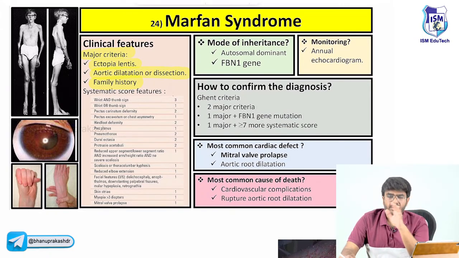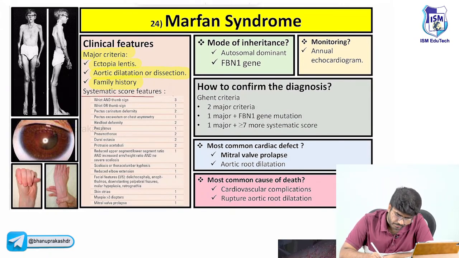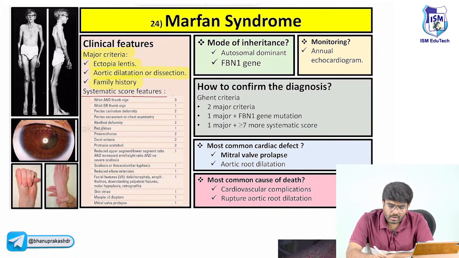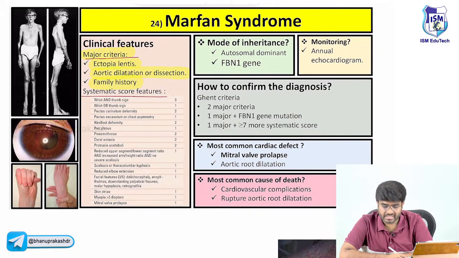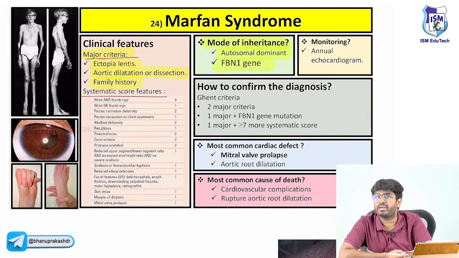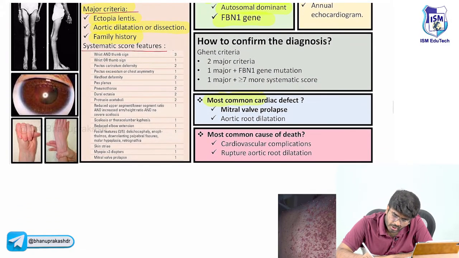The remaining ones are the minor criteria, which are considered as the systemic score. We give one point for each. No need to go into that much detail. Only for your exam, just remember the major criteria: ectopia lentis, aortic dissection, and family history. Now, you should know other important points. What is the mode of inheritance of Marfan syndrome? Mode of inheritance is autosomal dominant. Autosomal dominant, fibrillin 1 gene mutation. FBN means fibrillin 1 gene mutation. Okay. Next, what you should know, sir, is what is the most common cardiac defect?